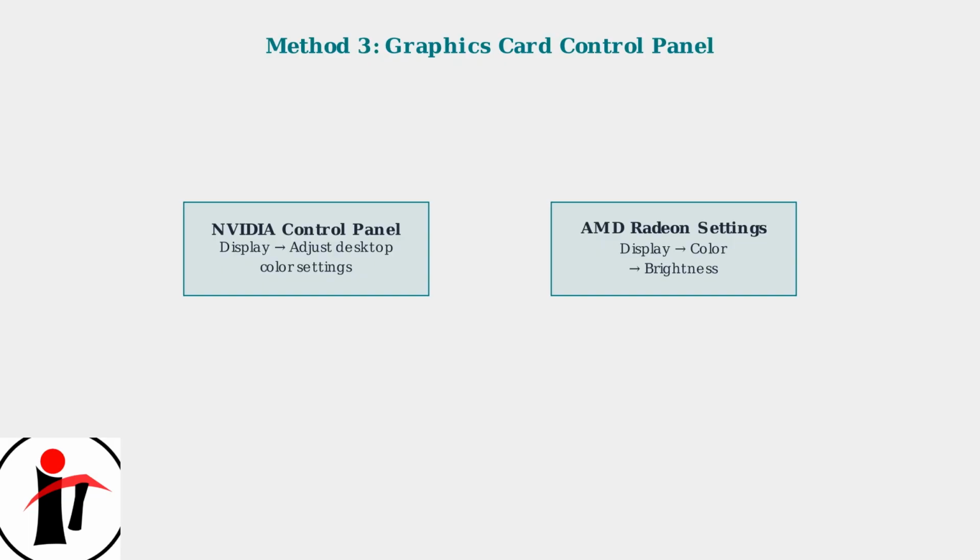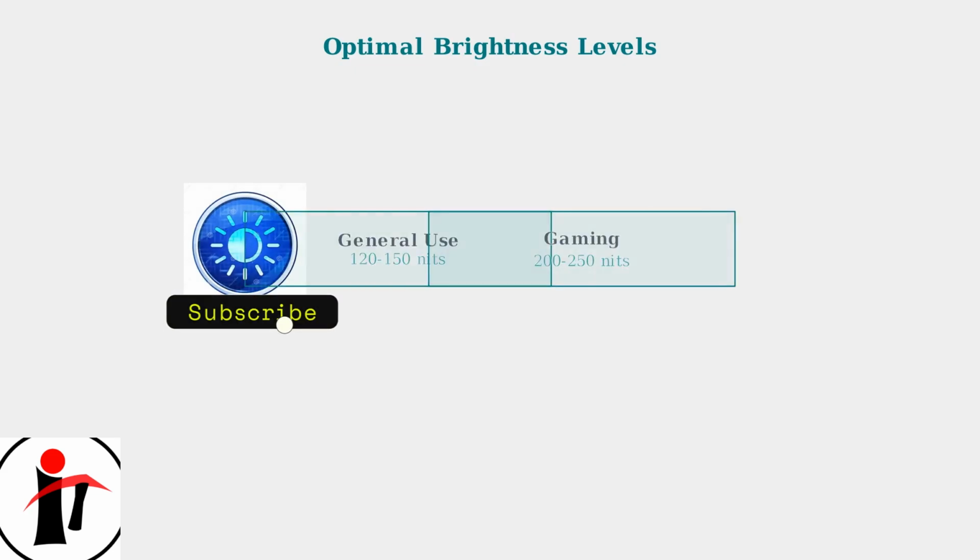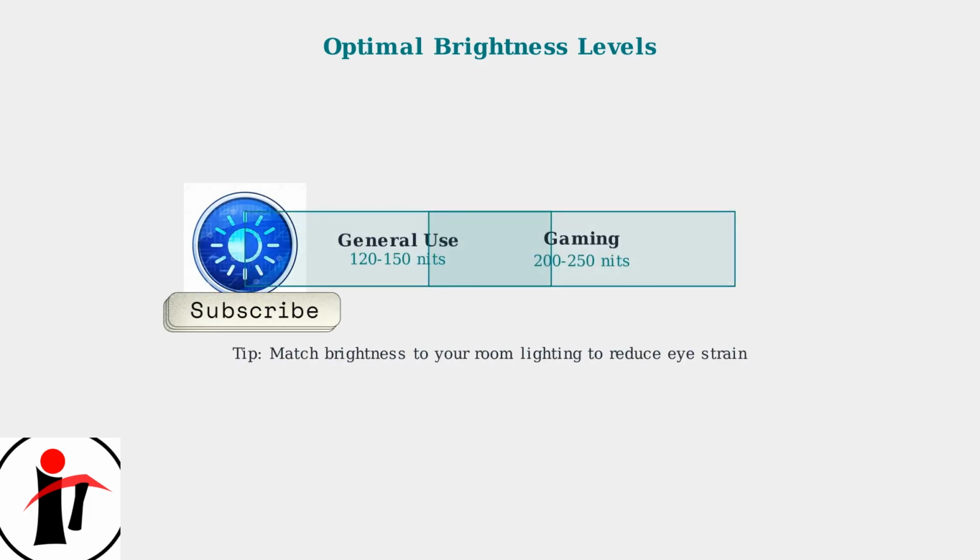Access NVIDIA Control Panel or AMD Radeon settings through the system tray or by right-clicking the desktop. For optimal viewing, set brightness between 120 to 150 nits for general use or 200 to 250 nits for gaming. Always match your monitor brightness to your room lighting to minimize eye strain.